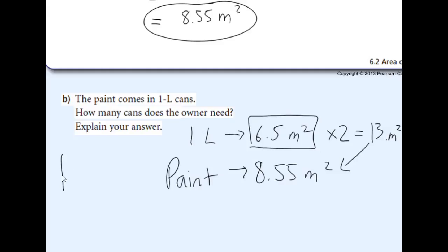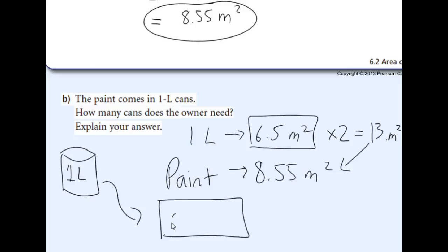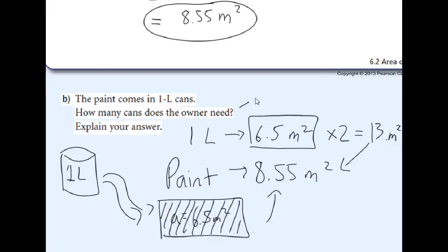What does that mean, by the way? Here we have our can of paint, by the way. So let's say this is our 1 liter can of paint. That says that that's going to cover a space or a wall that has an area of 6.5 meters squared. So let's say this rectangle has an area of 6.5 meters squared. This paint from this 1 liter is going to be able to cover that much surface. So if we get a second can, that's definitely going to enable us to cover the 8.55. So the owner will need 2 cans as a result.